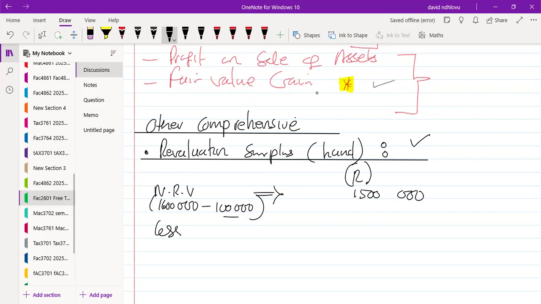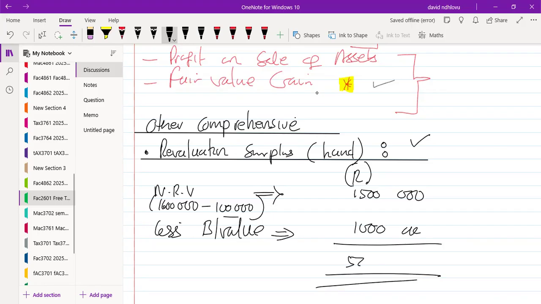Then you say less the book value, the current value of the land in your books, which is 1 million. This amount here, the extra amount that you're going to add to your land, is called the revaluation surplus. So this amount is a gain by the entity and should be added to the profit for the year. It's called the revaluation surplus.